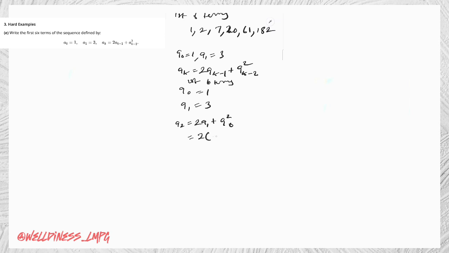So we know from our question that A1 is equal to 3, so we have 2 times 3, plus we have A naught squared, and we know our A naught is 1, so that will be 1 squared. So 2 times 3 is 6, 1 squared is 1, so our A2 will give you 6 plus 1, which will give you 7.